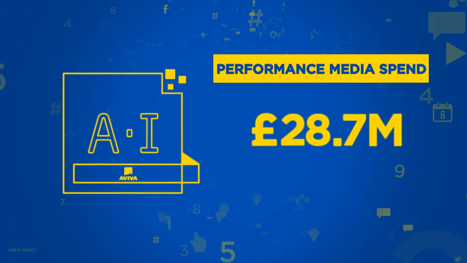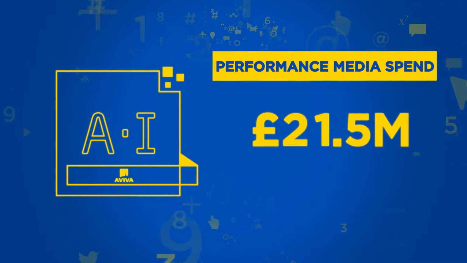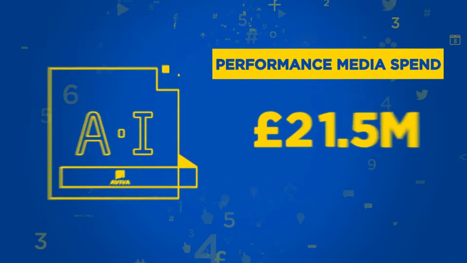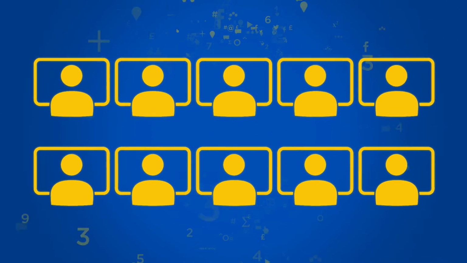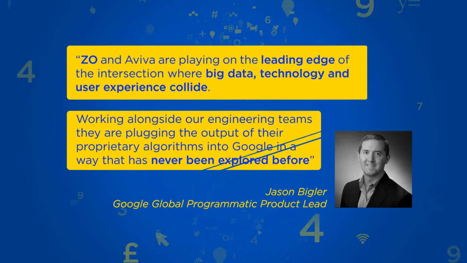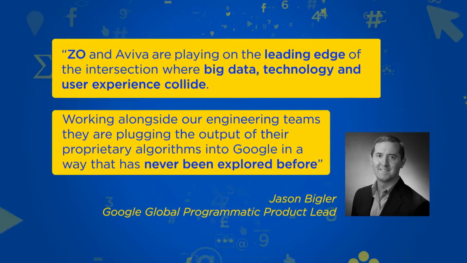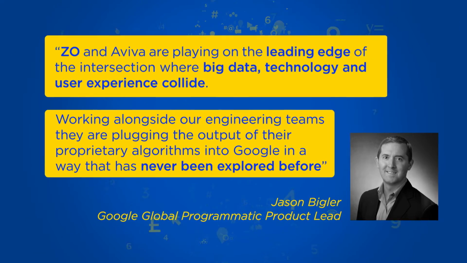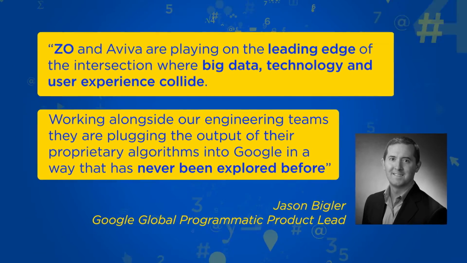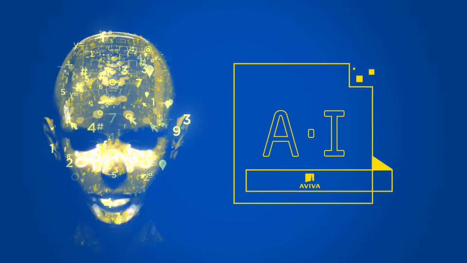This improvement in effectiveness will result in a saving of £7.2 million in performance channels for Aviva UK. Aviva AI will also deliver an efficiency gain of 80% through automation. Aviva AI, welcome to the future of advertising.